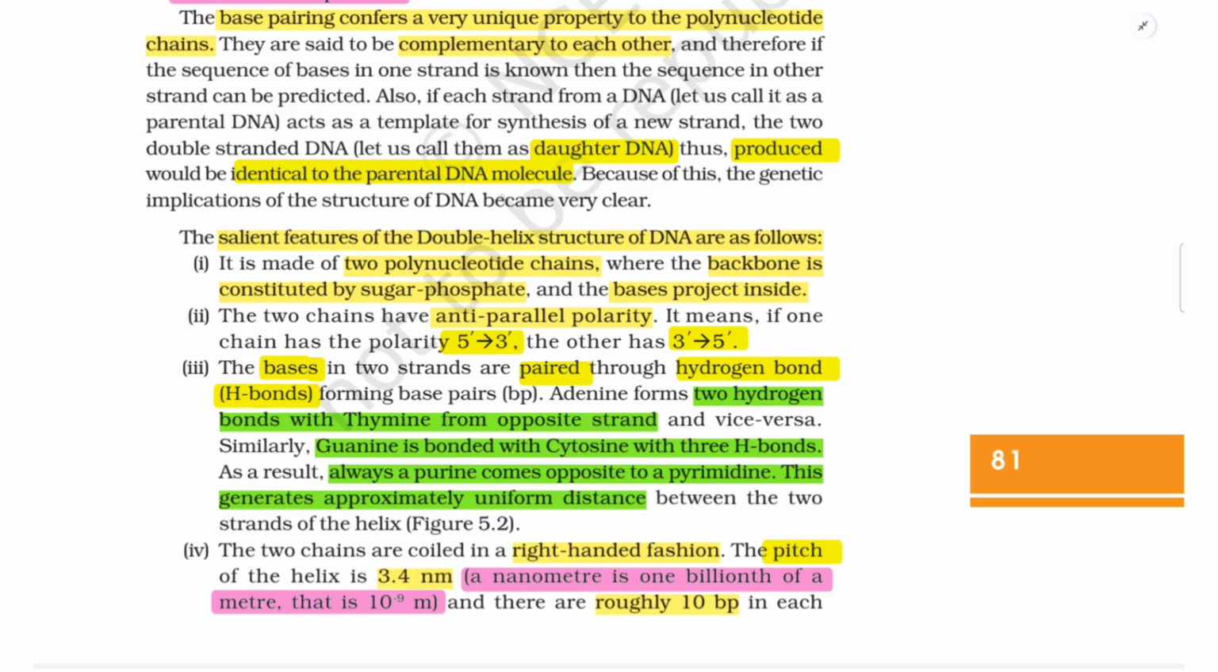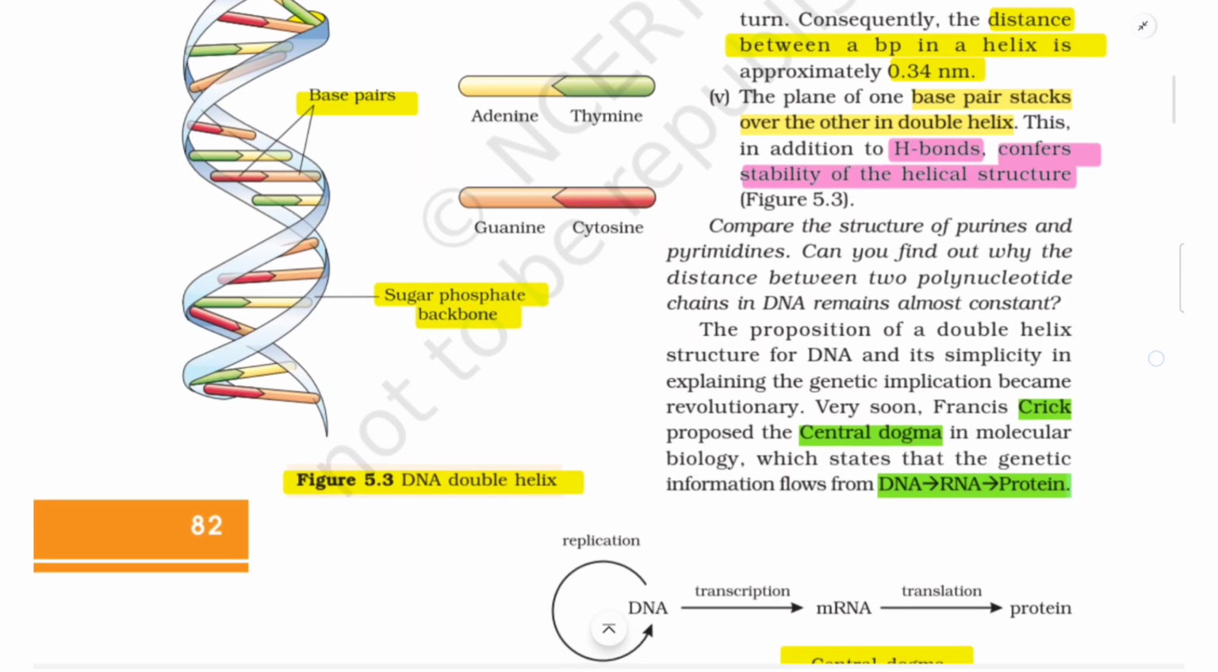Number 4, the two chains are coiled in a right-handed fashion. The pitch of the helix is 3.4 nanometer. A nanometer is 1 billionth of a meter, that is 10 to the power minus 9 meter. And there are roughly 10 base pairs in each turn. Consequently, the distance between the base pairs in a helix is approximately 0.34 nanometer.